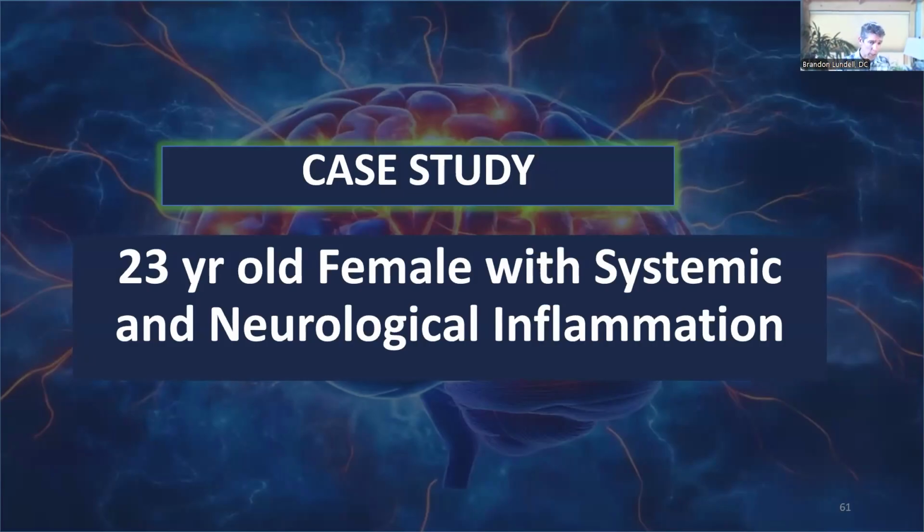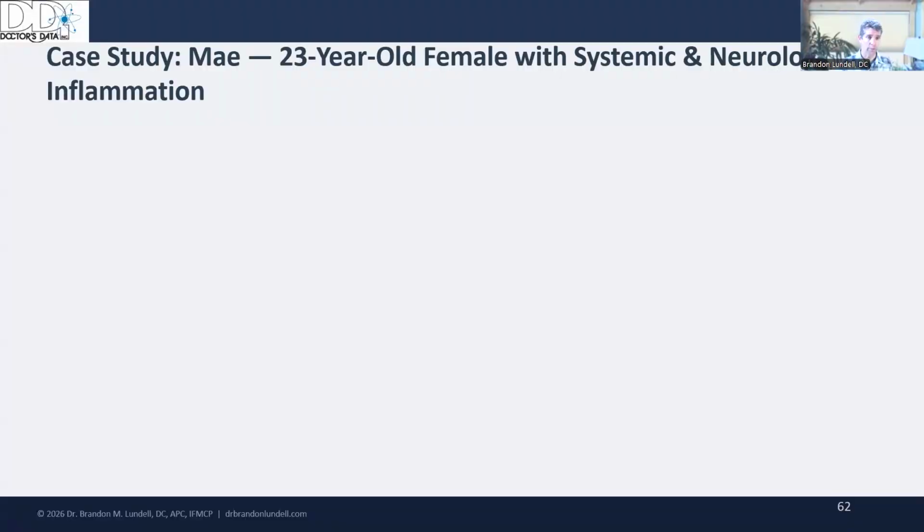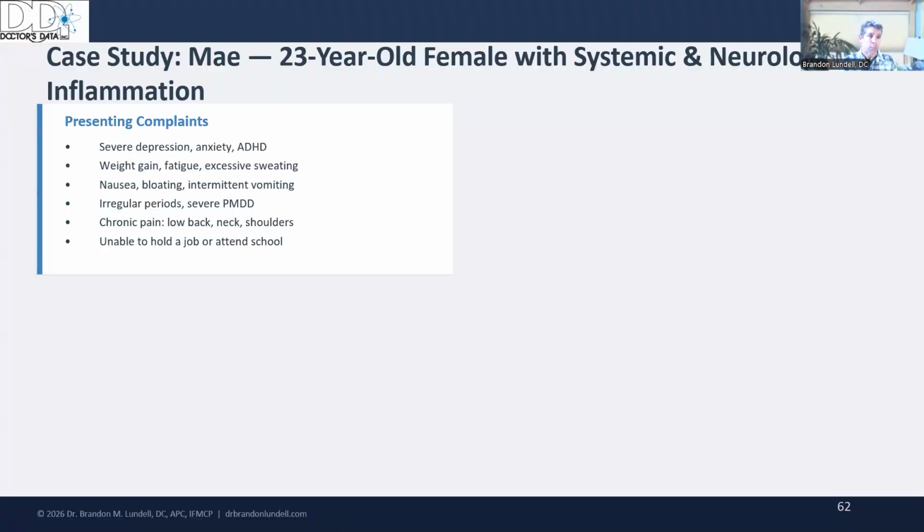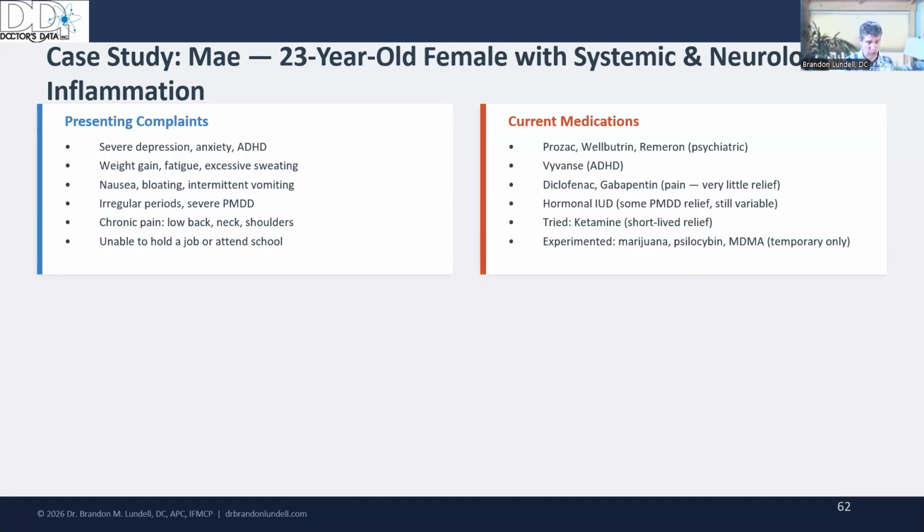But this is a 23-year-old female with systemic and neurological inflammation. Her name is May. Presenting complaints: severe depression, anxiety, ADHD, weight gain, fatigue, sweating all the time, nausea, bloating, even intermittent vomiting, irregular periods, severe PMDD, chronic pain, low back, neck, shoulders, unable to hold a job or attend school. And she's very smart.